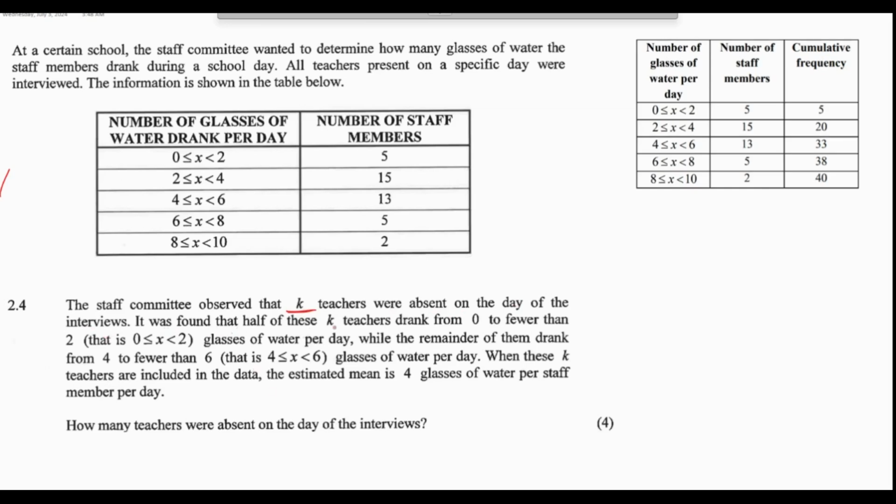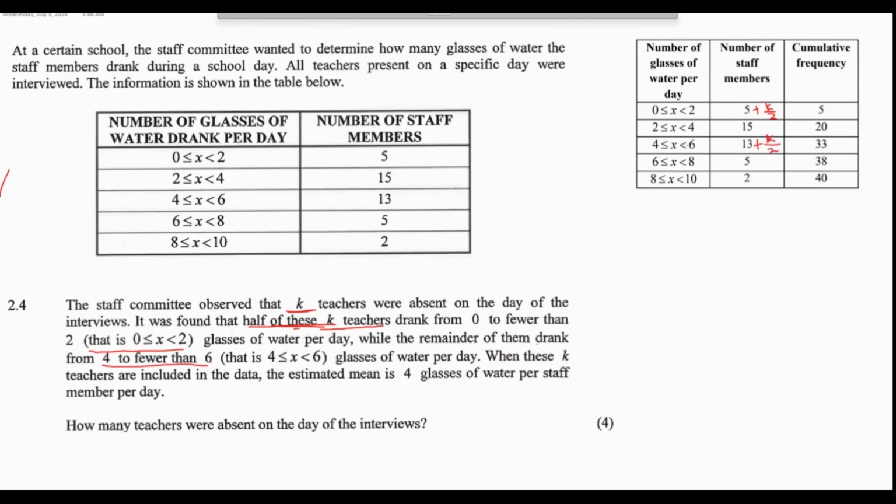It is found that half of these K teachers drank from 0 to fewer than 2 glasses of water per day. Half of K, so it means here is going to be 5 plus half of K, K divided by 2. The remainder of them drank from 4 to fewer than 6 glasses of water per day. So half of K drank from 0 to less than 2, and the other half drank from 4 to less than 6, so this one here plus half of K, K over 2.